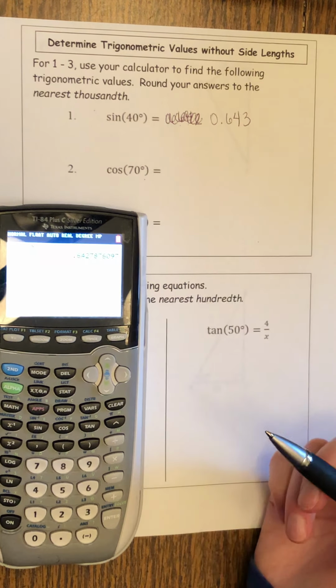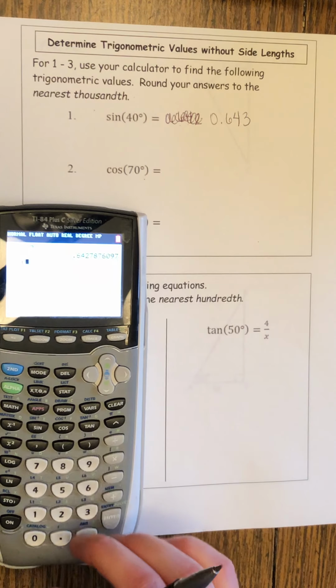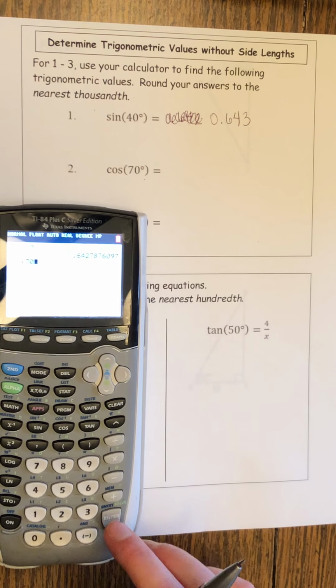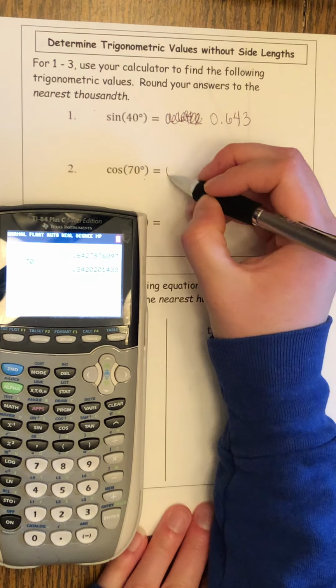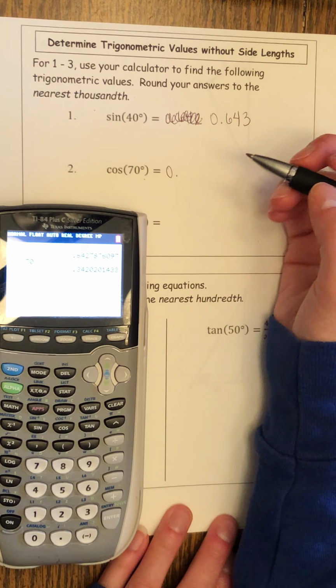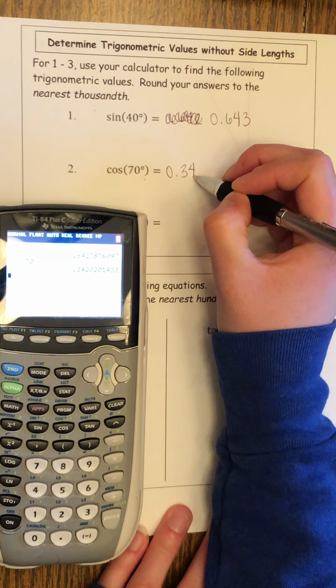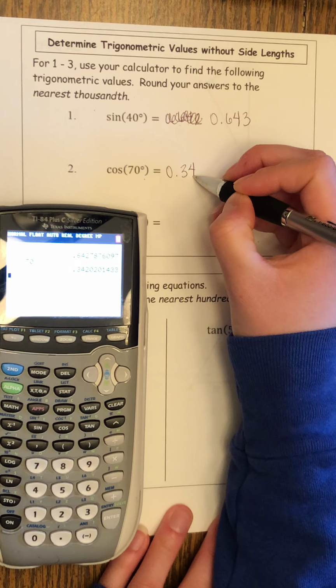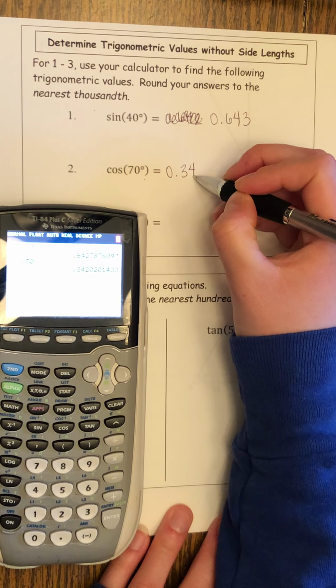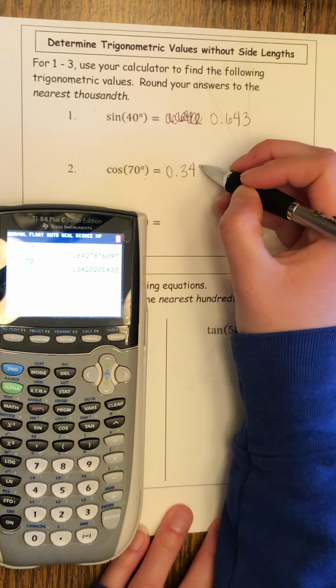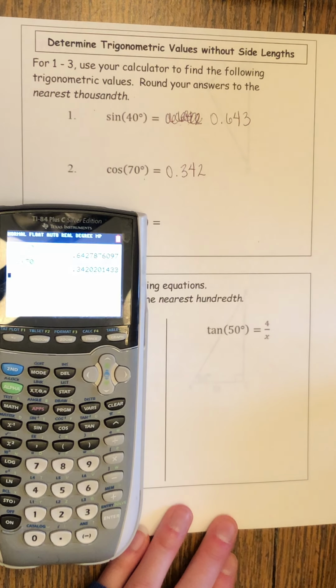Number 2 says find the cosine of 70, so I'm going to type cosine 70, push enter. A big long decimal comes out. I'm going to round to 3 decimal places. So I have 3, 4, I have a 2 for the next number, and after that is a 0. So the third decimal place will remain a 2.